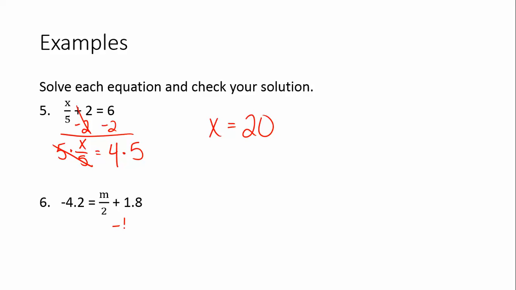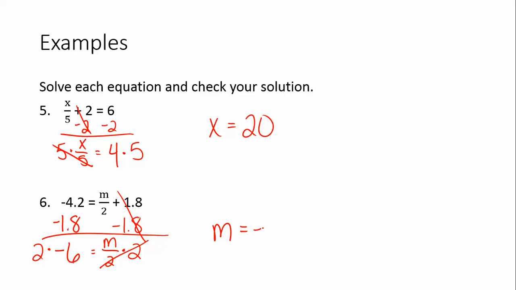On number 6, we want to subtract 1.8 from both sides. That's going to give us m over 2 on the right. And if you have negative 4.2 and you're subtracting 1.8 or adding a negative 1.8, that's going to give you a negative 6. Those signs are the same, so we want to add the numbers, and then the answer is negative. Multiply both sides by 2 because we're dividing by 2, and you get m equals negative 12.